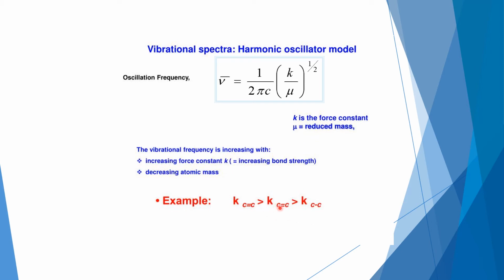The reason is nothing but the force constant. Force constant for double bond is higher. So that's why we can see that the frequency is directly proportional to force constant.